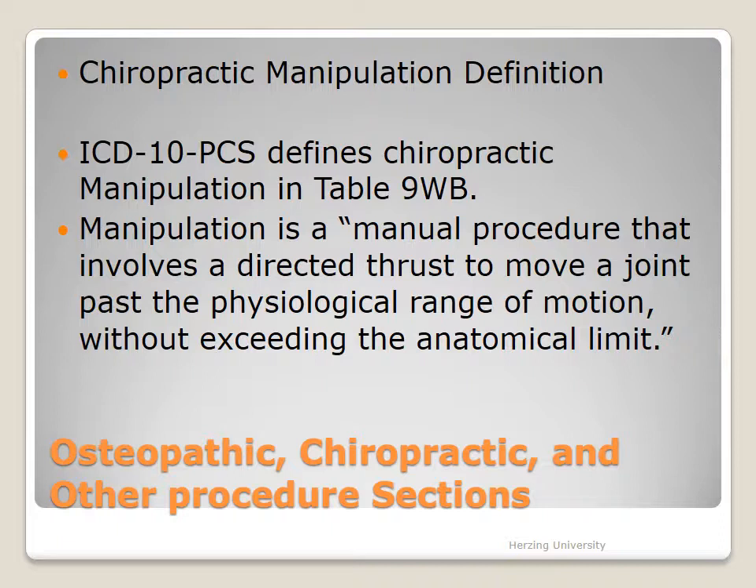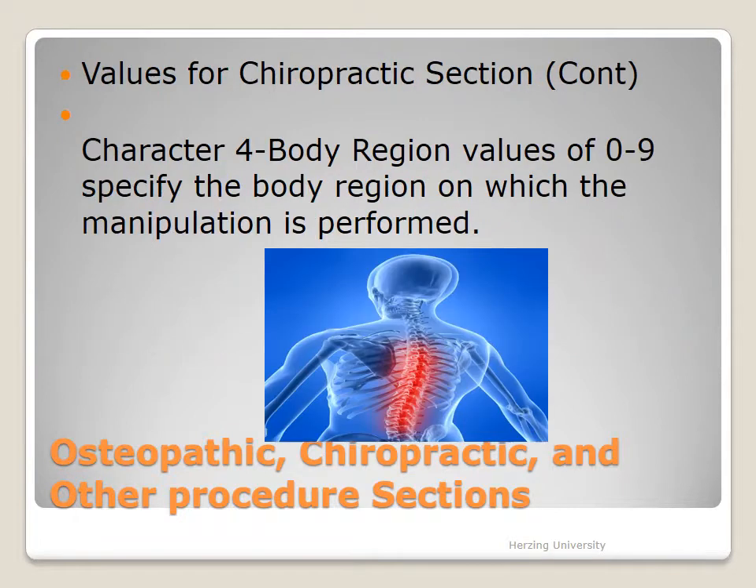ICD-10-PCS defines chiropractic manipulation in Table 9WB. And the definition of a manipulation is a manual procedure that involves a direct thrust to move a joint past the physiological range of motion without exceeding the anatomical limits. The fourth character indicates the body region on which the chiropractic manipulation is performed.